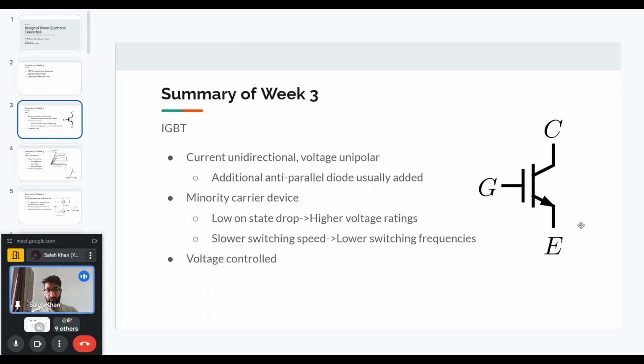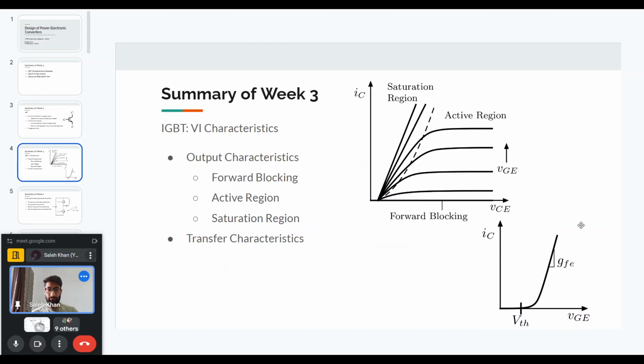So now we can talk about some of the characteristics of the IGBT. I will not go into detail because this is very similar to the MOSFET. I will just talk about what is different. The output characteristics are again similar to the MOSFET. If the gate emitter voltage is less than the threshold voltage, it is in the forward blocking or cutoff region. Then as the gate emitter voltage increases, it goes to the active region and finally the saturation region. These names are slightly different compared to the MOSFET.